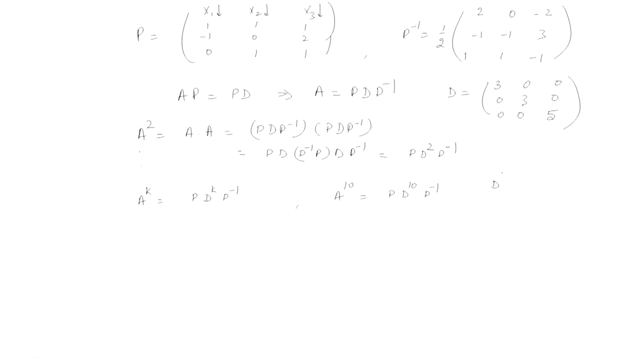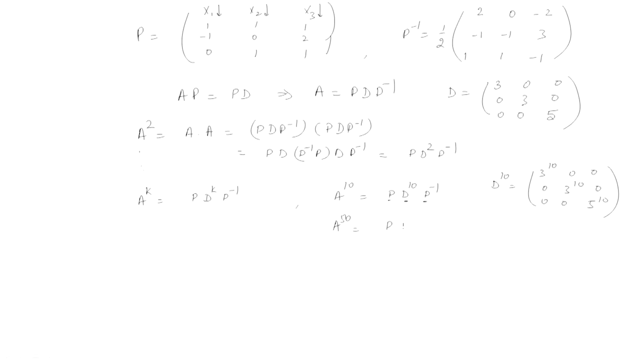And what is D raised to power 10? It is 3 raised to power 10, 0, 0; 0, 3 raised to power 10, 0; 0, 0, 5 raised to power 10. P we know, P inverse we know, D raised to power 10 we know. So, simply multiplying these 3 matrices will give you A raised to power 10, which otherwise we would have to find by 10 matrix multiplications. Suppose you want to find A raised to power 50, similarly you can find it as P D raised to power 50 into P inverse, by multiplying these 3 matrices.